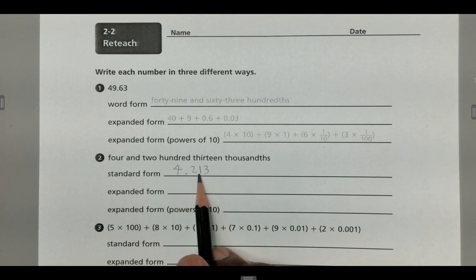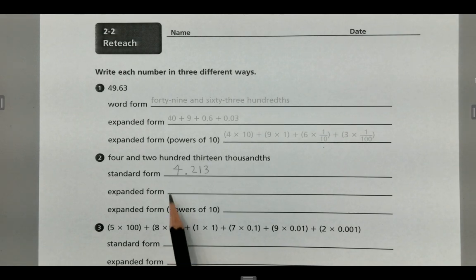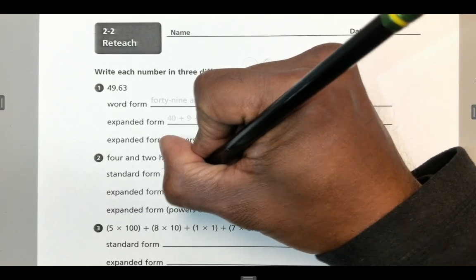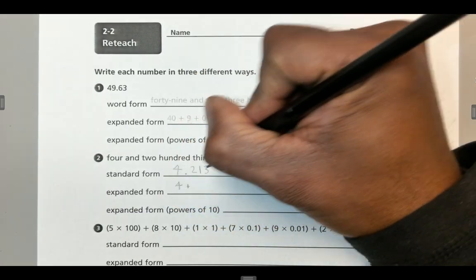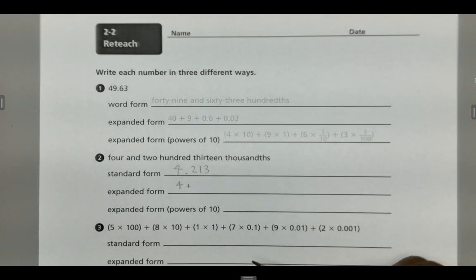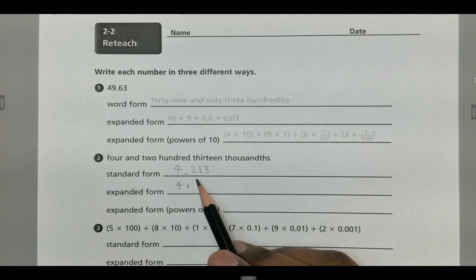4 and 213 thousandths. Now expanded form. Zoom in on the 4. That's in the ones place, so that has a value of plain old 4. Plus, zoom in on the 2. That's in the tenths place, so that has a value of 2/10.